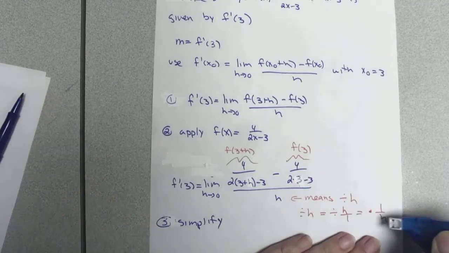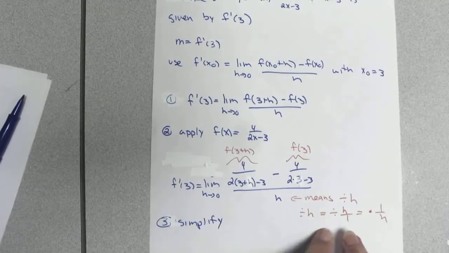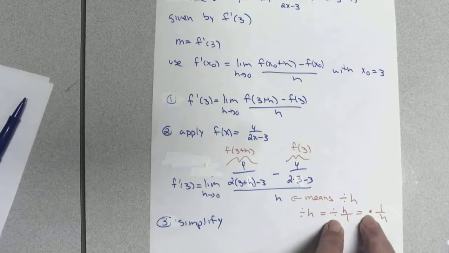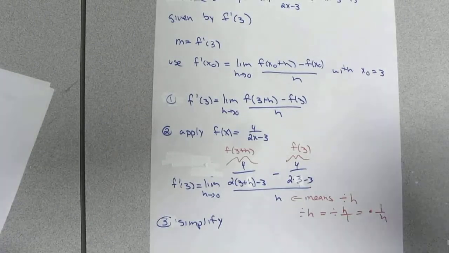What my children learned was keep it, change it, flip it, which means you keep the first function, you change the division sign to multiplication, and then you flip it. Keep it, change it, flip it, they learned. I prefer the more precise thing: multiply by the reciprocal.